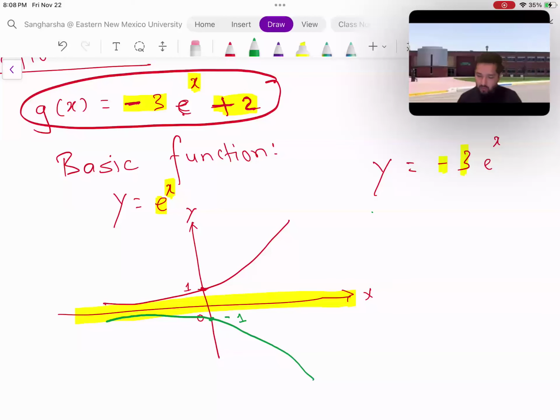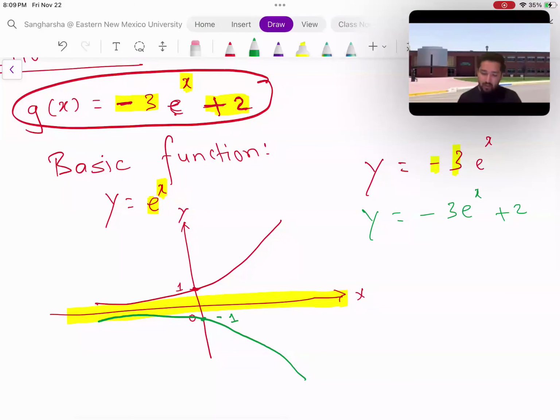Now we need +2. Now let's add +2 to this -3e to the power x. Okay, and when you add +2, you move this graph 2 units. Okay, so this is 1 unit, this is 2 units. So let me call this 2. Now your y-intercept will be 2 units above. Okay, so our y-intercept is here. We are moving 1, 2.